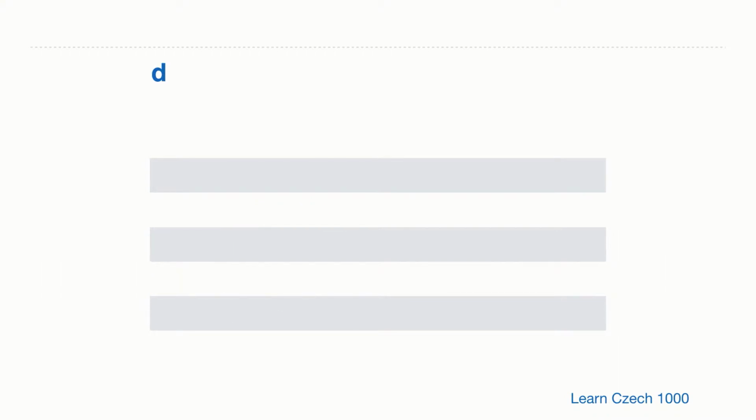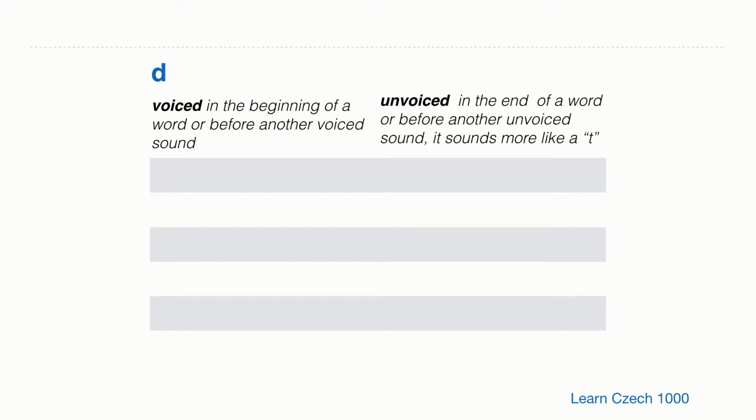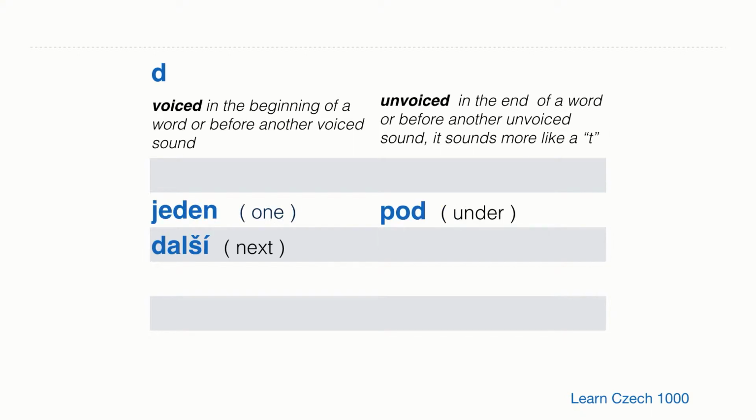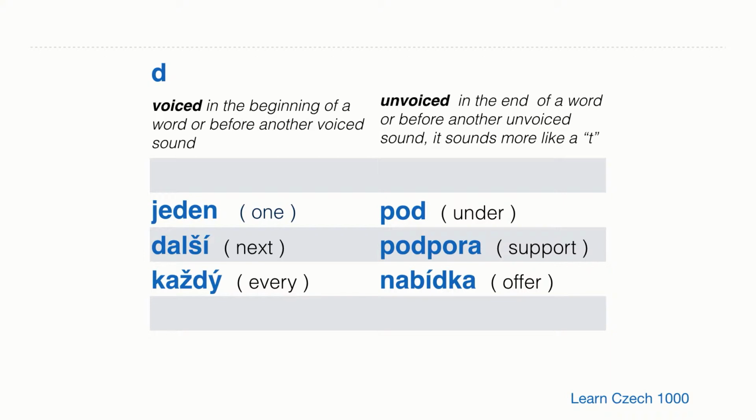Letter D. We have a voiced and an unvoiced way of pronunciation of this letter. Jeden, pod. Další, podpora. Každý, nabídka. Ráda, rád.